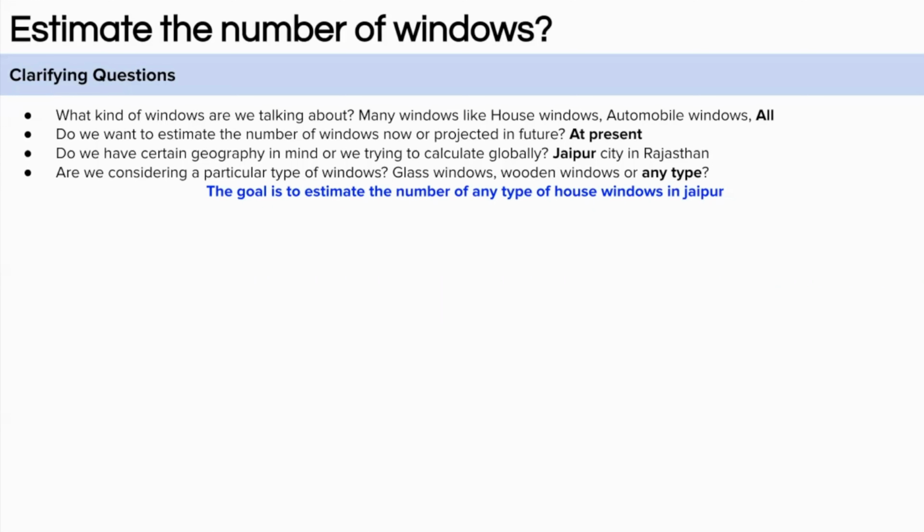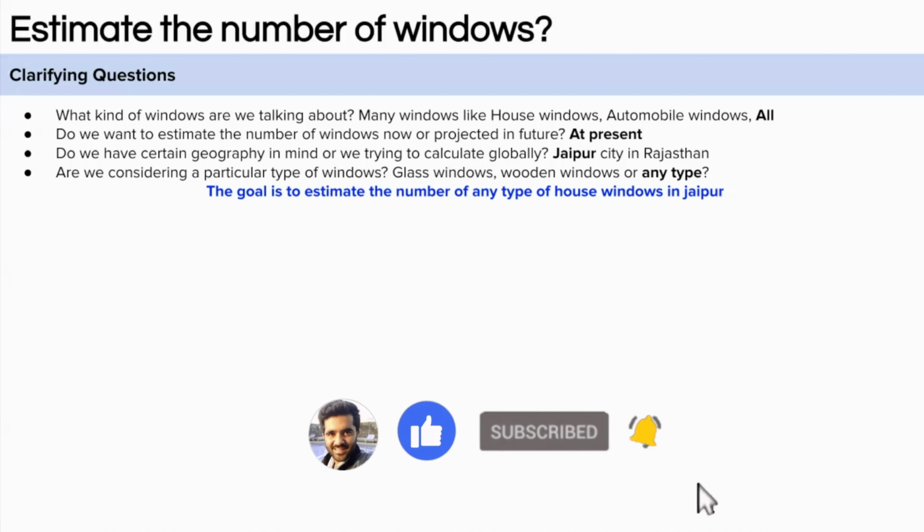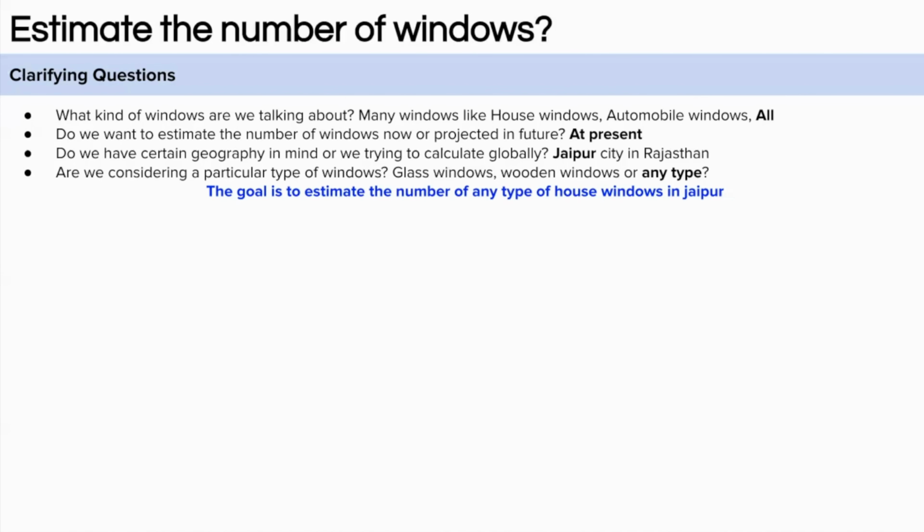The second question can be about the estimation. If the interviewer wants us to calculate the number of windows as of now, or he wants some projection or growth, like estimate the number of windows in 2030, something like this. Assuming that he wants us to calculate as of now. The third question which we can ask is about the geography. What geography is the interviewer interested in? Let's assume that the interviewer wants us to calculate the total number of windows in the city Jaipur in Rajasthan.